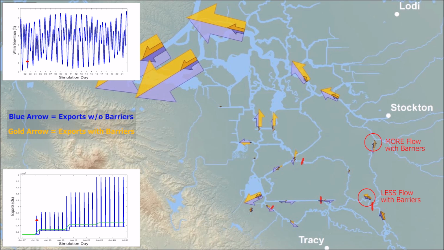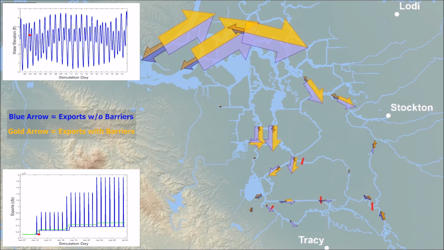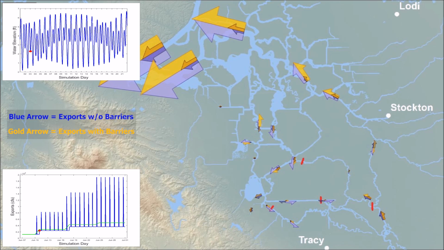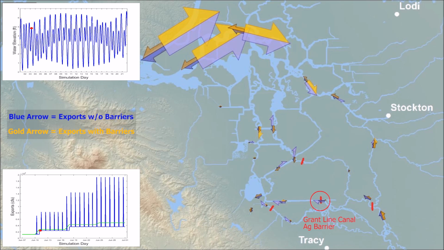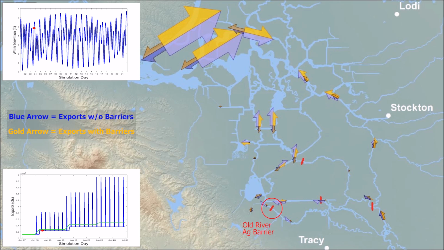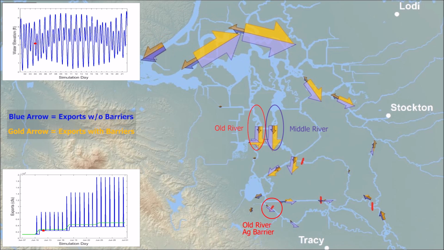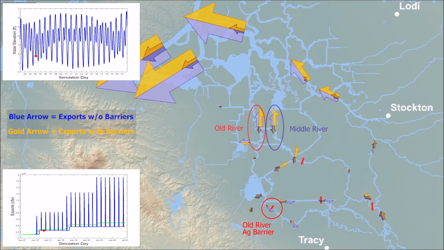Just downstream of Old River barrier toward the pumps, we see far less flow, while downstream on the San Joaquin River, we see more flow. Middle River downstream of the head of Old River has far less flow than it did in the absence of the barrier. Grant Line Canal barrier restricts flow toward the pumps. Likewise at Old River barrier, which restricts Old River flow to the pumps from the east, these gates produce even greater net negative southward flows through Old and Middle Rivers.